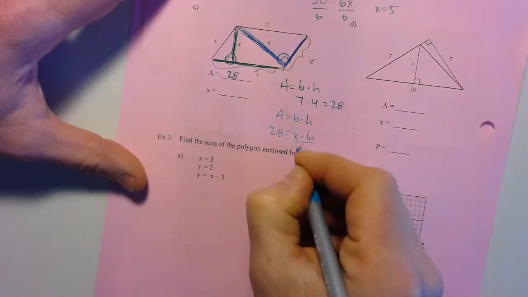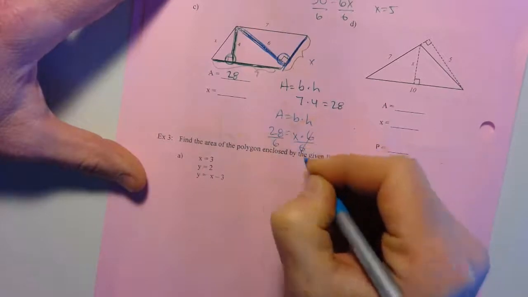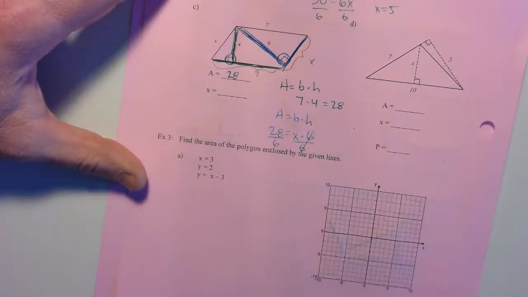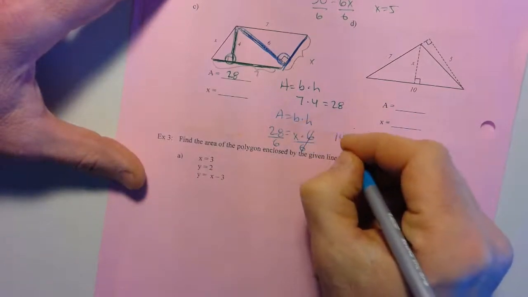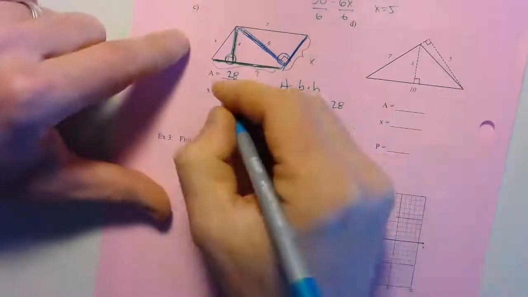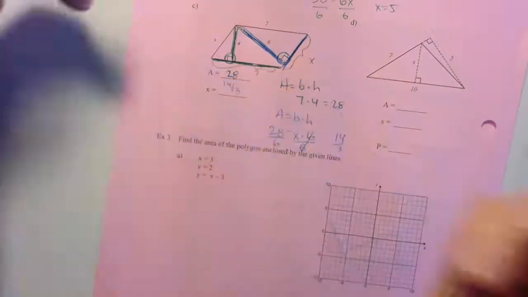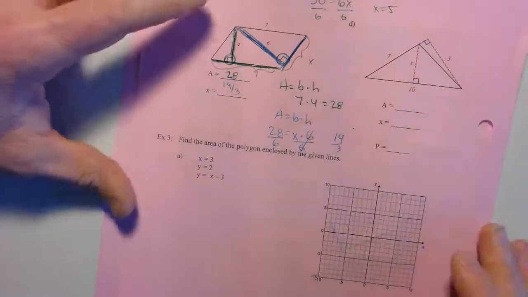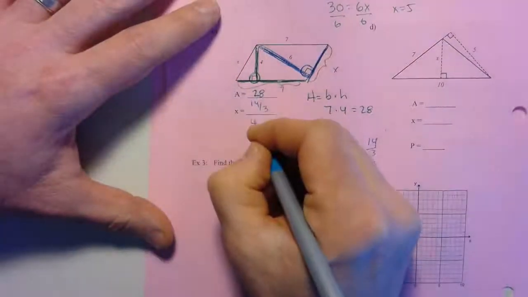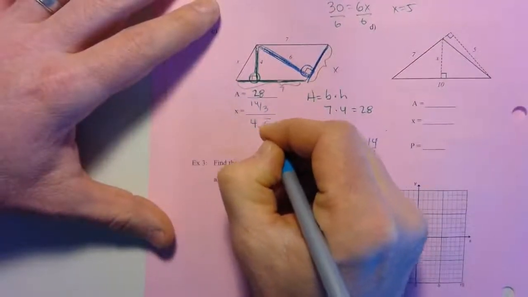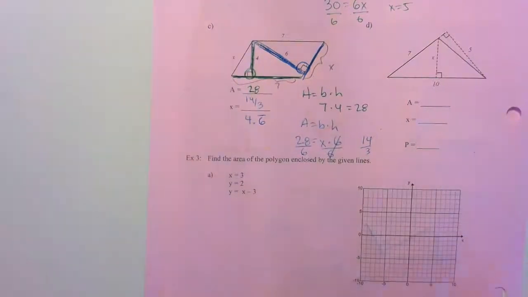Let's divide by 6. So I have to do 28 divided by 6. Now I can reduce that and make it 14/3. I'm going to divide both the top and bottom by 2, and that's okay. Some people say, "Oh, it must be wrong because I have a fraction." That's not wrong. If you want to leave it as a decimal, it's 4.6 repeating. You must have the repeating symbol because it goes on forever.